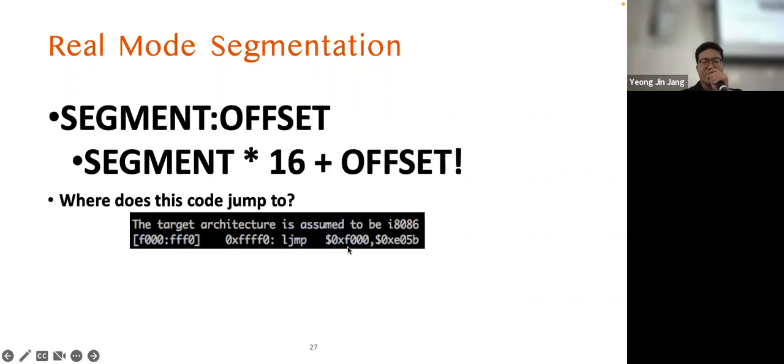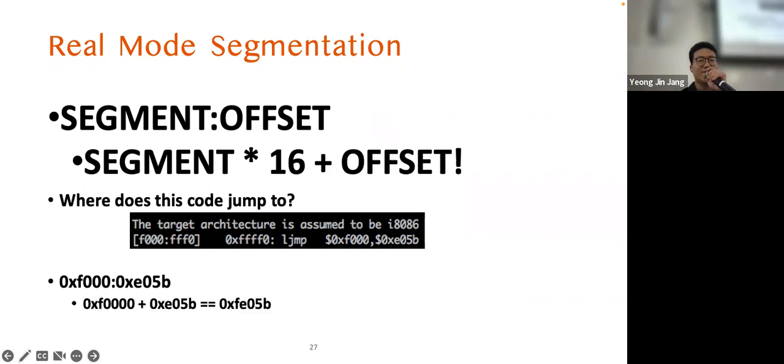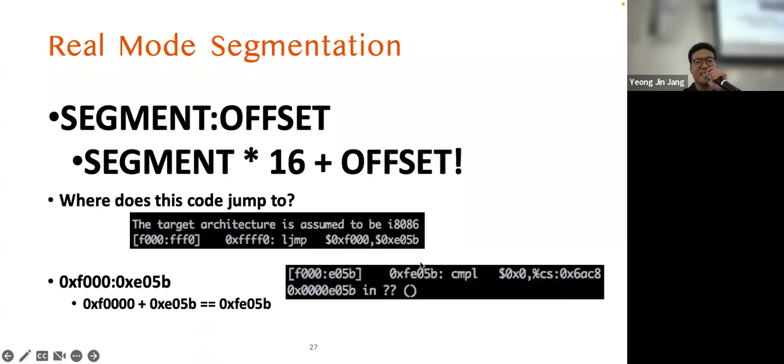And then the first code is a long jump, with segment register F000 and offset value E05B. Now you can answer where this code jumps to by calculating the segment address. So multiply by 16 and then add the offset. Then the target address is FE05B. If you run the next instruction on GDB, actually SI, step into, then you will see that the resulting address is FE05B.